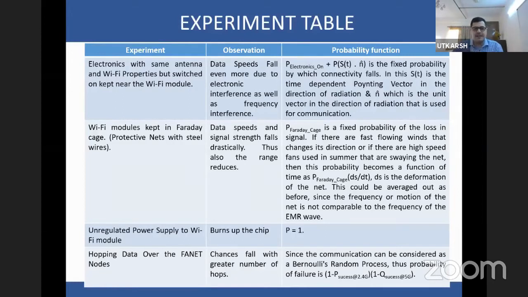The other experiment we did was an unregulated power supply to the Wi-Fi module. This burns up the chip and burns up the modules that are being used. So the probability of failure is one. So please do not do that, right?